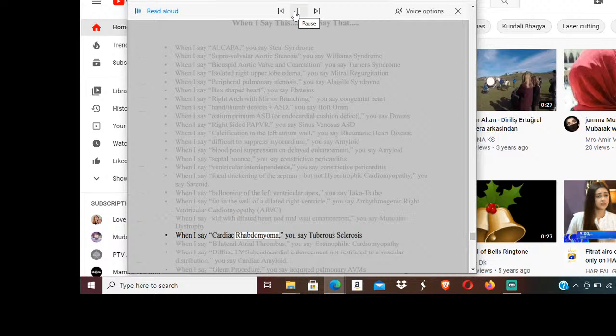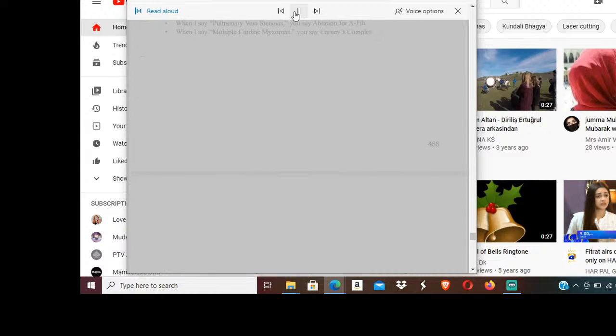When I say cardiac rhabdomyoma, you say tuberous sclerosis. When I say bilateral atrial thrombus, you say eosinophilic cardiomyopathy. When I say diffuse subendocardial enhancement, not restricted to a vascular distribution, you say cardiac amyloid. When I say Glenn shunt, you say acquired pulmonary AVMs. When I say pulmonary vein stenosis, you say ablation for AFib. When I say multiple cardiac myxomas, you say Carney's complex.